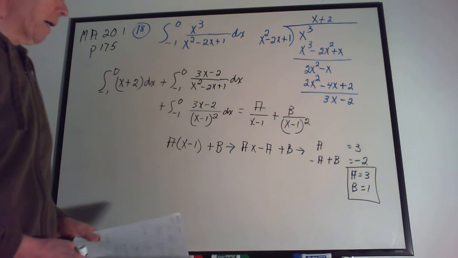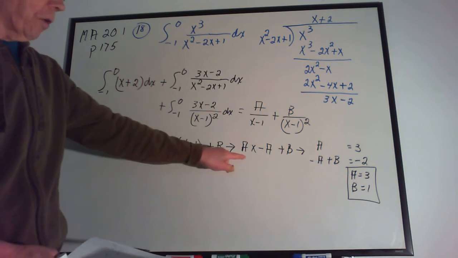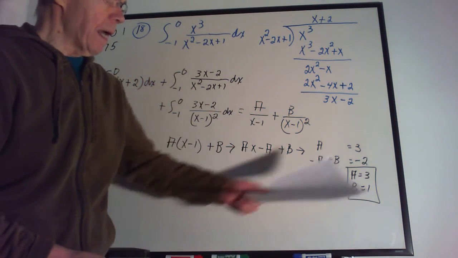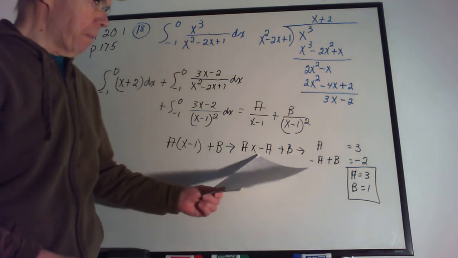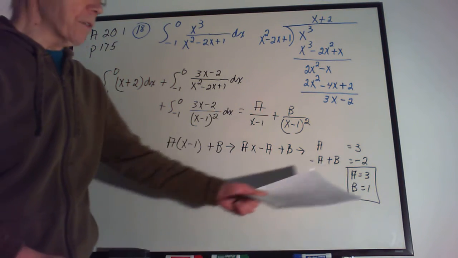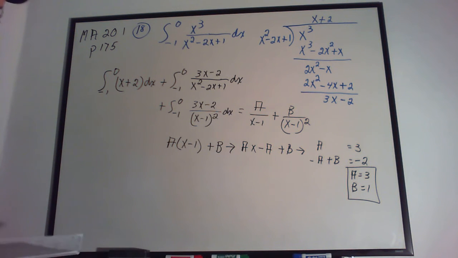All right, and A is going to be equal to the coefficient of x. There's only one A x, there's no B x. So A equals 3, then minus A plus B equals negative 2. I solve it, I get A equals 3 and B equals 1. All right, now go ahead and try to finish the problem.